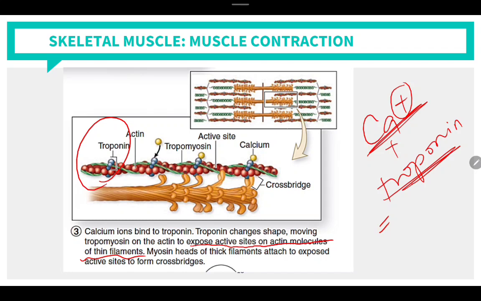Ngayon, kapag exposed na yung active sites on actin molecules of the thin filament, myosin heads of thick filament attach to the exposed active sites. Since na-expose na yung active sites natin, ito sila, na-expose na sila. Kaya mag-twist man yan siya, guys. Ngayon, yung ating thick filaments will try to attach dun sa mga exposed active sites na nasa actin molecules natin sa thin filaments, making now a cross bridge. Okay, magto-turn muna siya, guys. So, with that motion, I think we can start the contraction process. Okay? So, let's see the next slide.